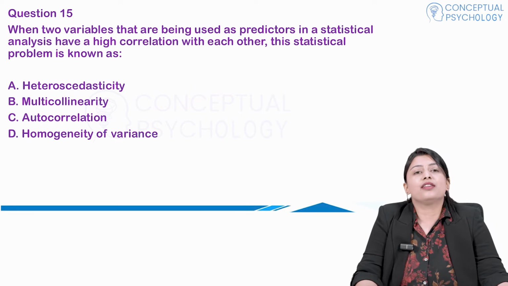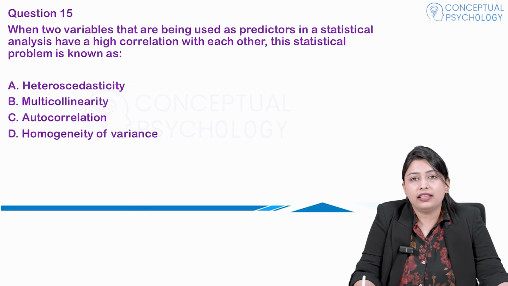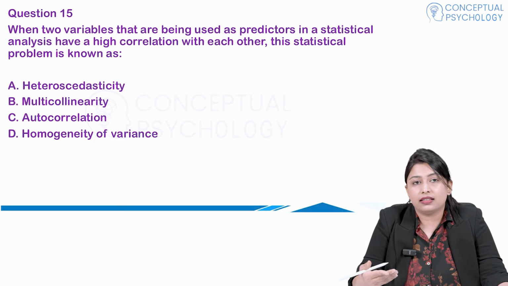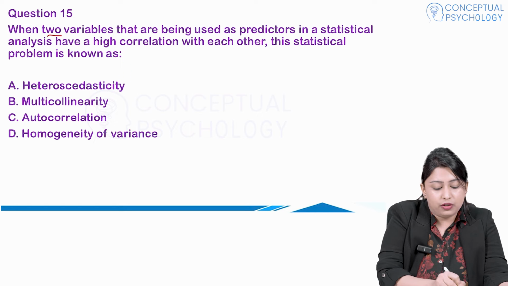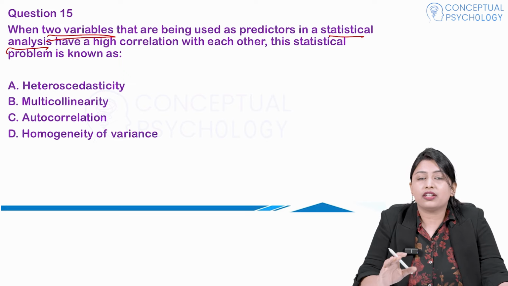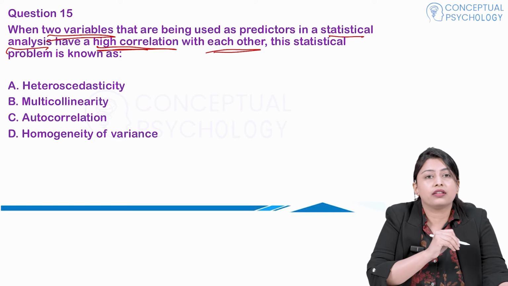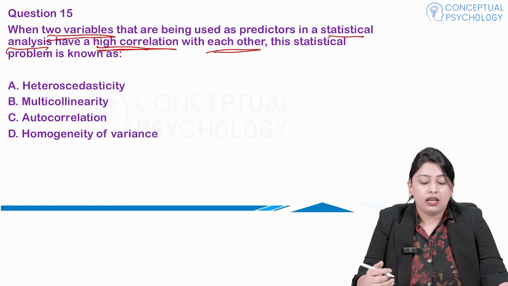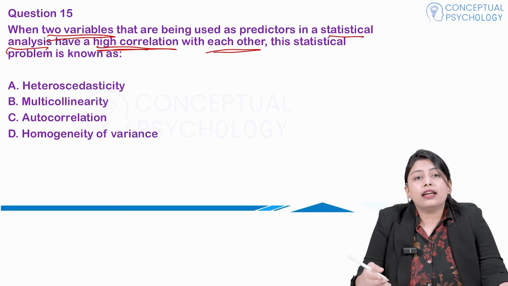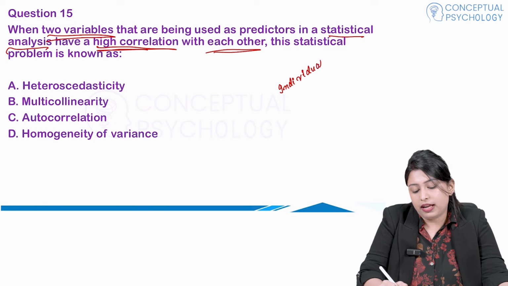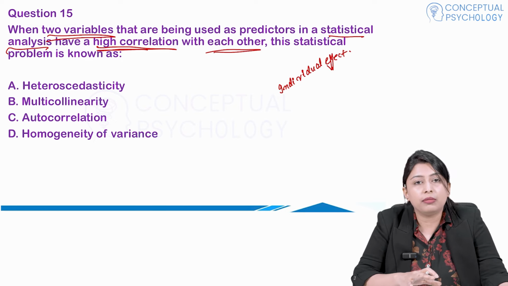So here the correct answer is multicollinearity, because it occurs when two or more predictor variables in a statistical analysis, particularly in regression analysis, are highly correlated with each other, right? So this creates several problems. What are the problems that it creates? It becomes difficult to determine the individual effect of each variable. So it's very difficult here to determine the individual effect of each variable.